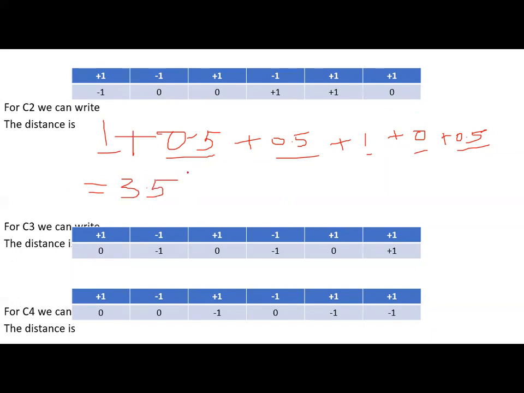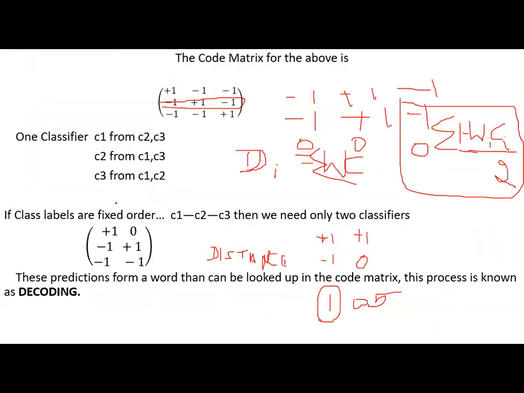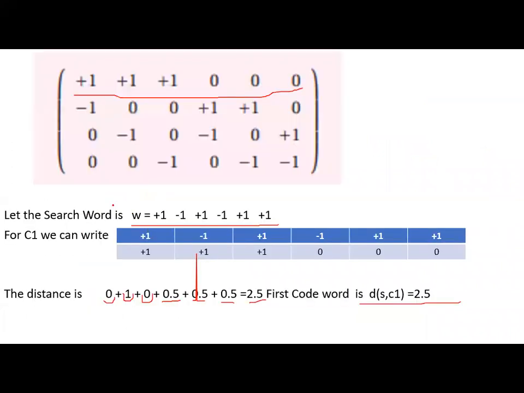So this is how distance is calculated. Very simple. Hope you understand. For example, if you take C3, we have calculated the distance of the first as 2.5, and the second as 3.5. What is the distance for this, and what is the distance for this?